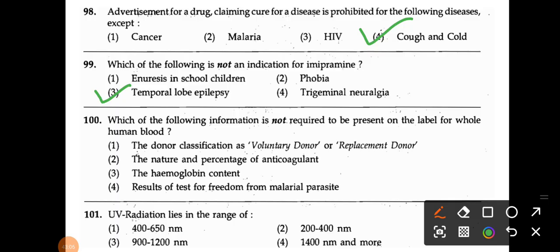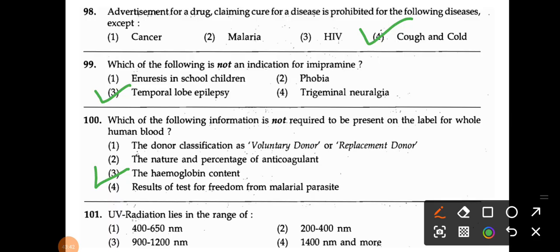The next question, number 100: which of the following information is not required to be present on the label for whole human blood? The options are the donor classification, either voluntary donor or replacement donor, then the nature and percentage of anticoagulant, then the hemoglobin content, and the results of test for freedom from malarial parasite. So what is the correct answer here? That is option number 3, the hemoglobin content is not required on whole human blood labeling.